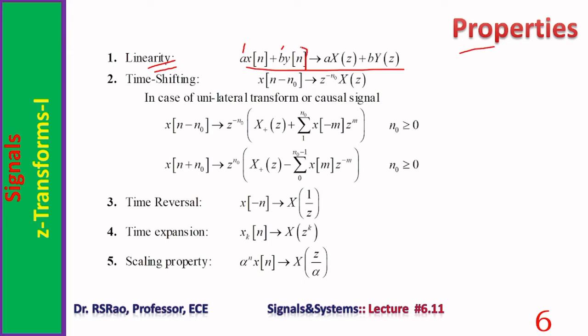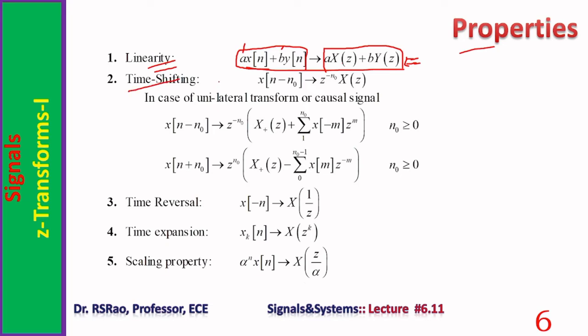So the left side, I can say, is a weighted sum of two sequences. The right side, one can say, is a weighted sum of transforms of two sequences. So a word statement can be given describing this mathematical statement. The transform of a weighted sum of two sequences is the sum of the same weighted transforms of the individual sequences.